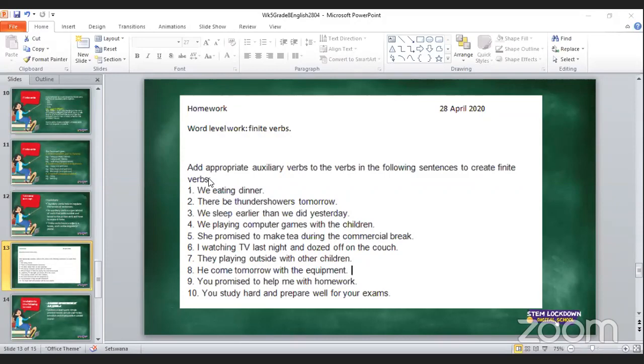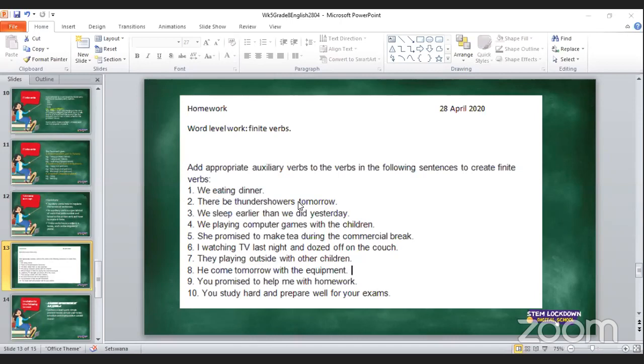All right? Yes. So the first one is "we eating dinner." You know, that really doesn't sound complete. There is something short in this. There is an auxiliary verb that needs to be added there, and you will figure out where you need to edit, because in this homework I really didn't leave any spaces to show you where you fill in the auxiliary verb. You yourself will have to figure out where the auxiliary verb fits in the following sentences, so as to create a finite verb.